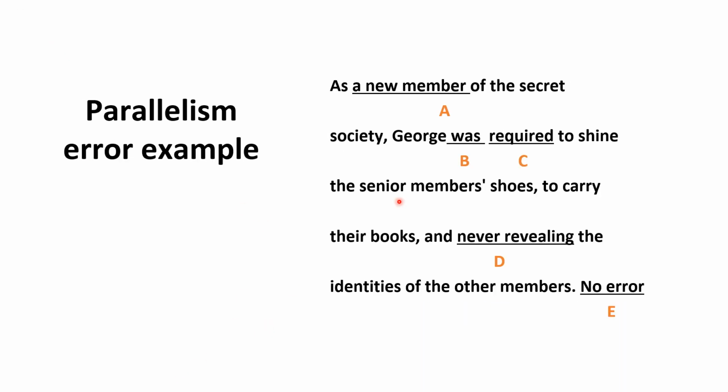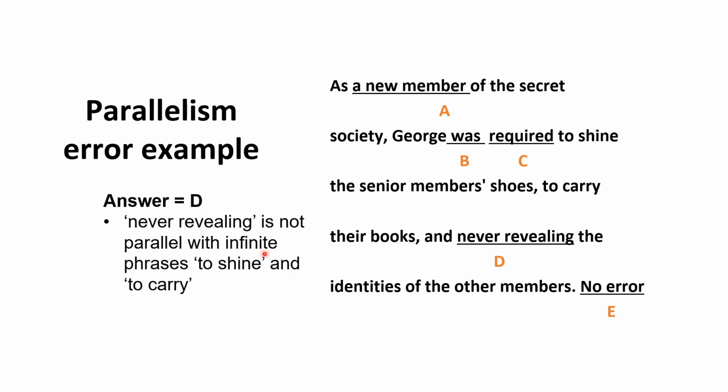Okay, here is an example exam item. You have a clue. The error is parallelism here. As a new member of the secret society, George was required to shine the senior members' shoes, to carry their books, and never revealing the identities of the other members. So, what is the correct answer? So we have letter D.